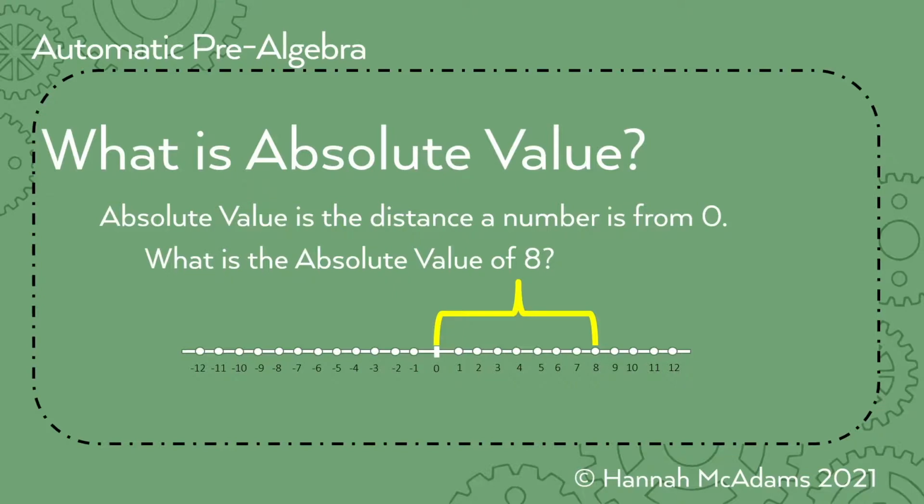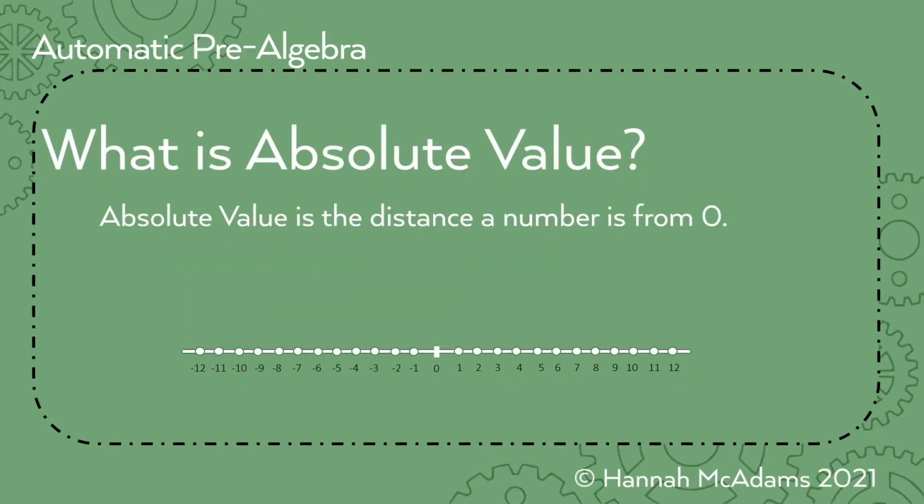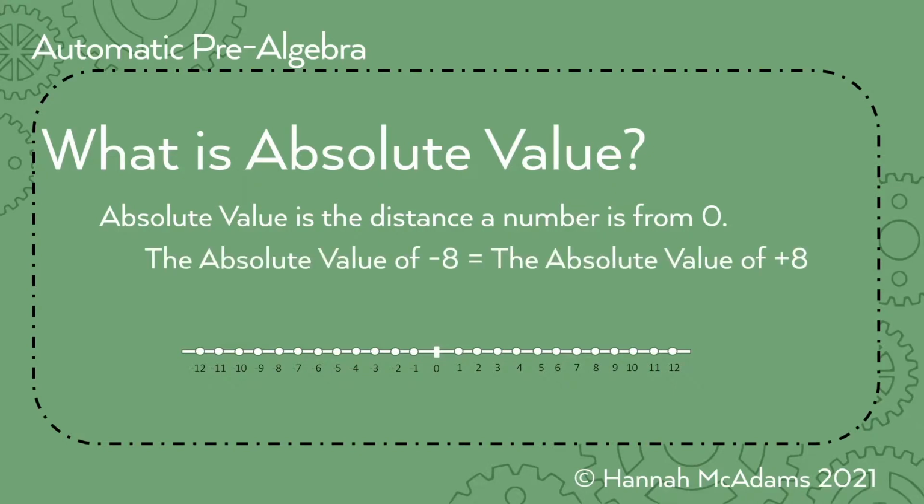But let's talk about negative numbers here. Okay, what is the absolute value of negative 8? I'm going to assume it is not negative 8. That's good. Very smart. Okay, well, what's the distance from negative 8 to 0? How many circles are there? Well, there's only 8 circles, so it's 8. It's not negative. It's just positive 8. So the absolute value of negative 8 equals the absolute value of positive 8. Because this distance is the same as this distance.